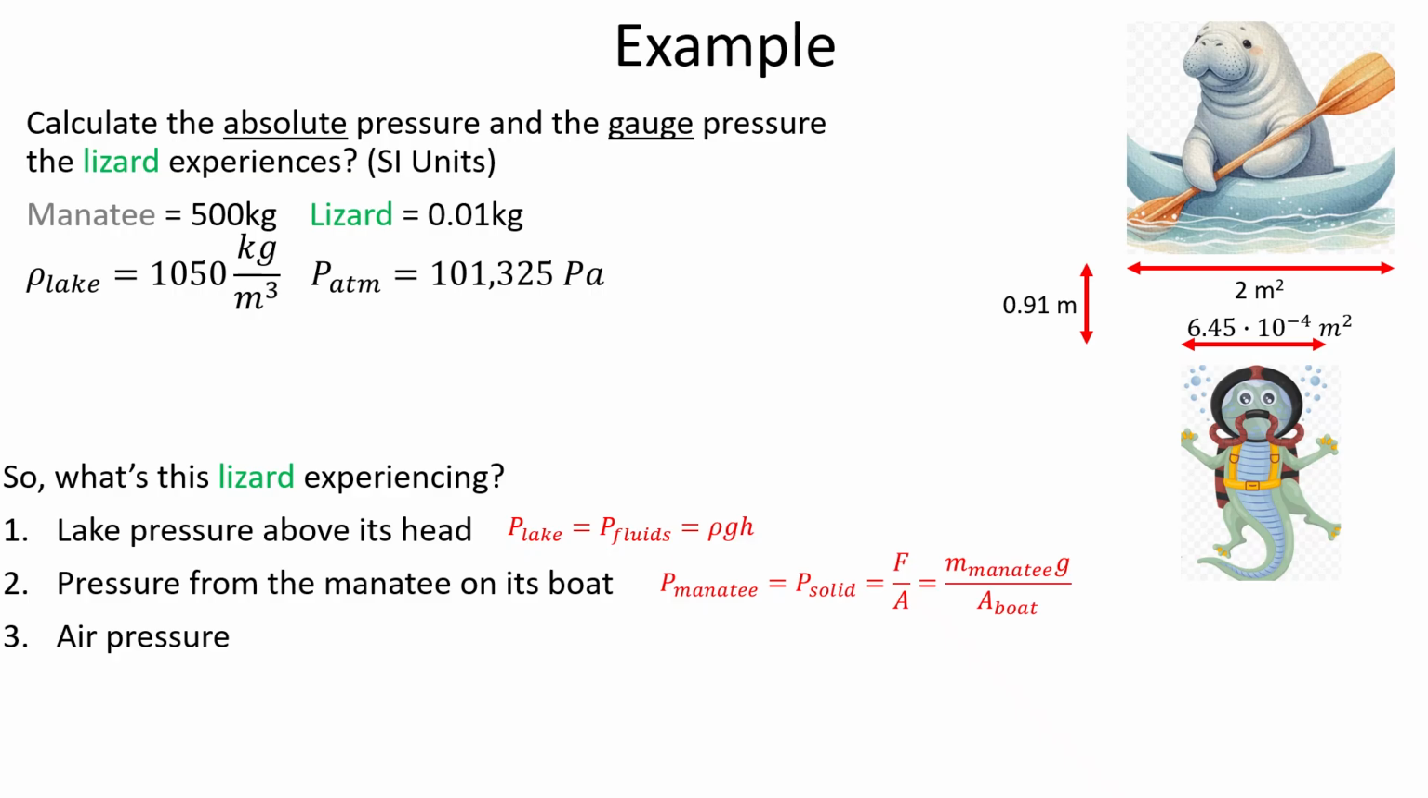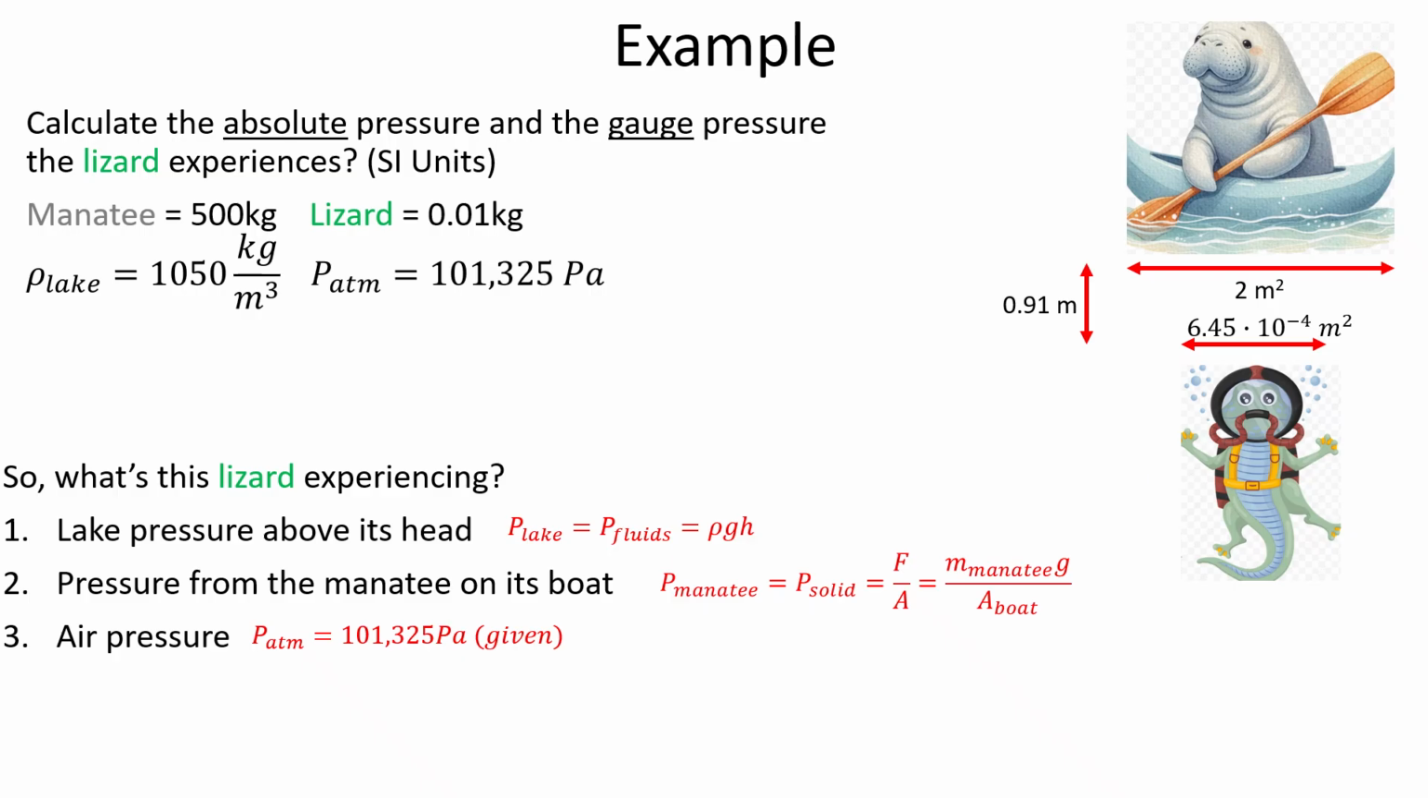As a reminder, air pressure is just given an average value, and it was always already given in the question. It's just 101,325. So why recalculate that? Why reinvent the wheel? Okay, so number 3 is given. Then we're going to calculate 1, and we're going to calculate 2, and we're going to add them all up. That's going to be the pressure that the lizard will experience, and that's going to be the absolute pressure that the lizard is experiencing.